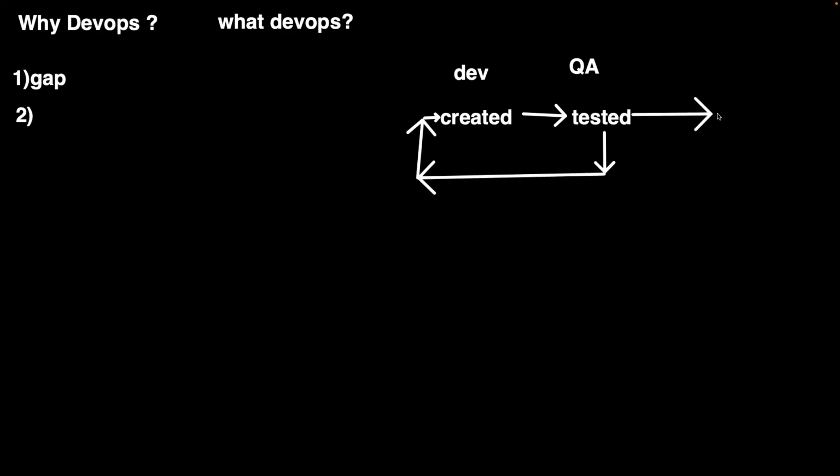Let's suppose testers have given sign off. The application is ready. Then what next? Then comes the ops team. Let me talk about ops. I'm talking about the traditional approach, not the DevOps approach. In the traditional approach, they will share this application with the ops team. Ops teams have to run this application on some servers and provide it to end users.